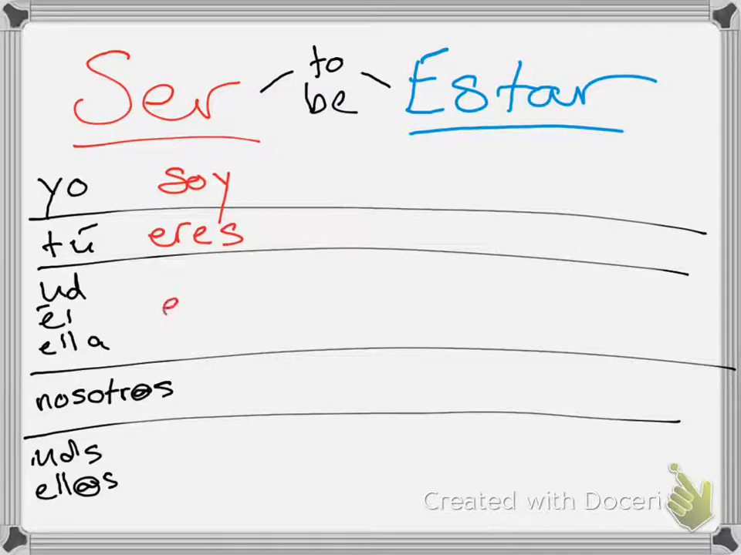Usted, él o ella, es. This is the one we see the most, right? Es is. Nosotros somos. And ustedes, ellos, ellas son.